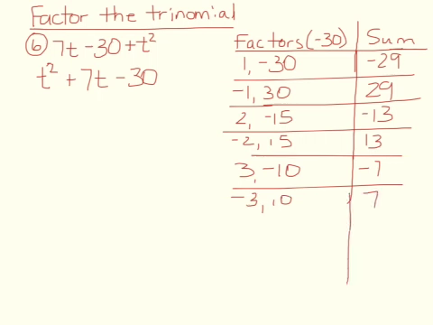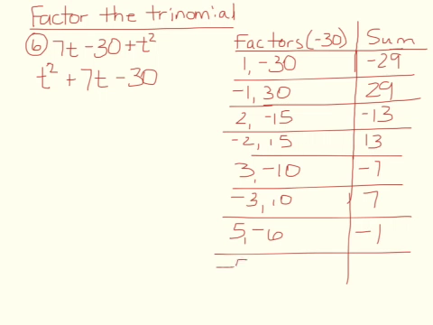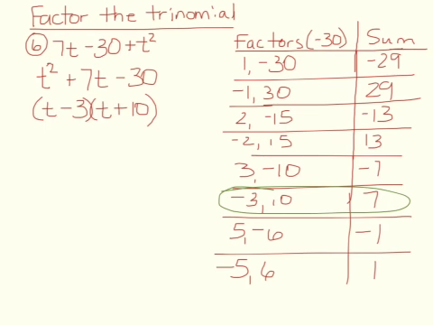So we don't have to finish this out. We could, the only other factors are 5 times negative 6, where that sum is negative 1, and negative 5 times positive 6, and that sum is 1. But remember, on this one, we want our sum to be 7, so these are the factors that I need to use of negative 30 for the sum to be positive 7. So this trinomial's factored form is t minus 3 times t plus 10. And the reason it's plus 10 is because the 10 is supposed to be positive.